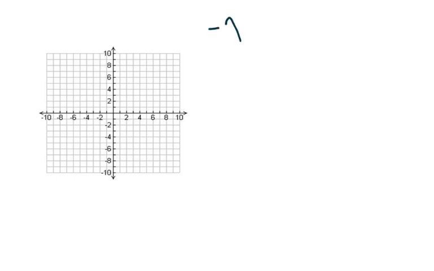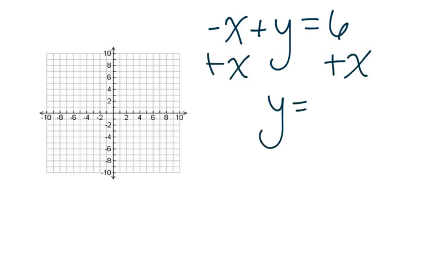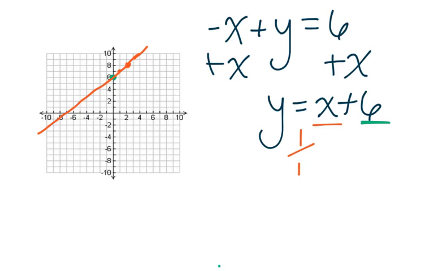Let's do negative x plus y equals 6. So I'm going to add x to both sides. This one was really easy. y equals x plus 6. Then we're going to graph. Remember, this is my y-intercept, so that's going to go at positive 6 on the y-axis. Okay, and then this is my slope, which is 1 over 1, so it's positive, so I'm going to go up 1 and to the right 1, up 1 and to the right 1, and so on and so forth. And then I can connect that line if I want. Or remember, you don't have to, but remember you need to have at least 3 points.